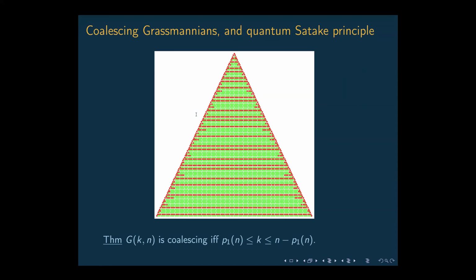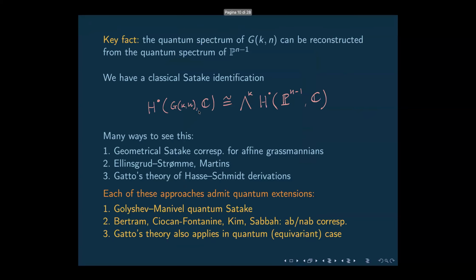Indeed, here you have the following result, the following theorem. The Grassmannian G(k,n), that is the Grassmannian parametrizing k-dimensional subspaces in C^n, manifests a coalescence of eigenvalues of the quantum spectrum if and only if k is between the smallest prime number which divides n and n minus such a smallest prime divisor of n. How to prove such a result? So how did I prove such a result?